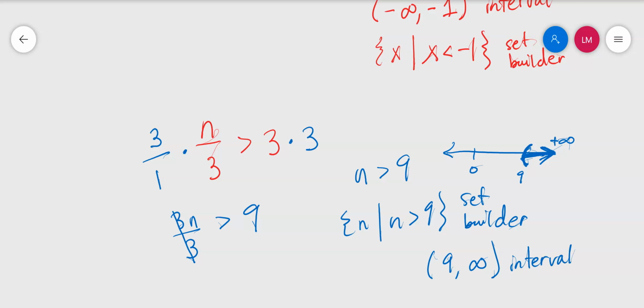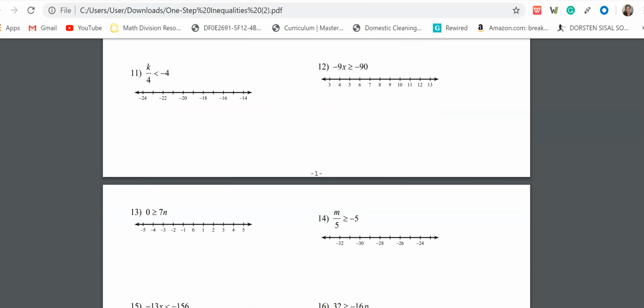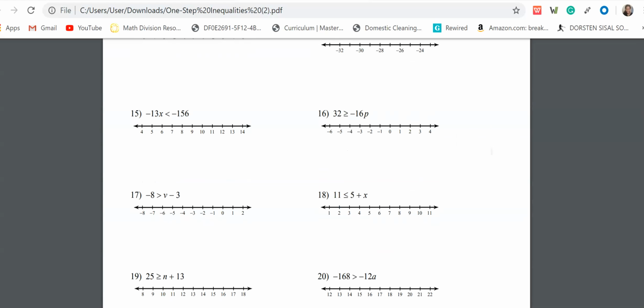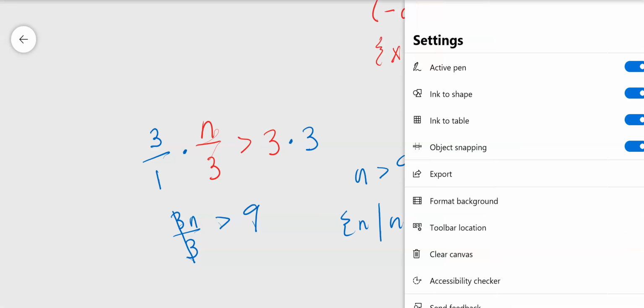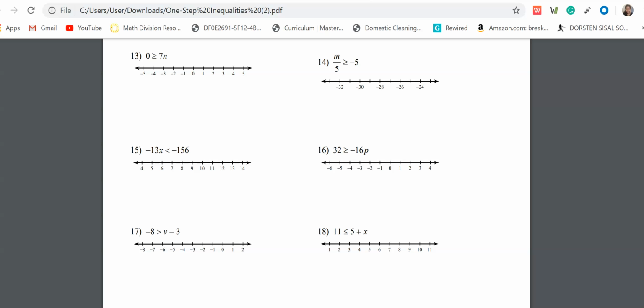Let me do 1 or 2 more of these. Okay, let's go down here, some bigger numbers. Let's look at number 15 and number 16. Again, this is with multiplication and division. So for number 15, it was negative 13x, I believe it was less than negative 156.